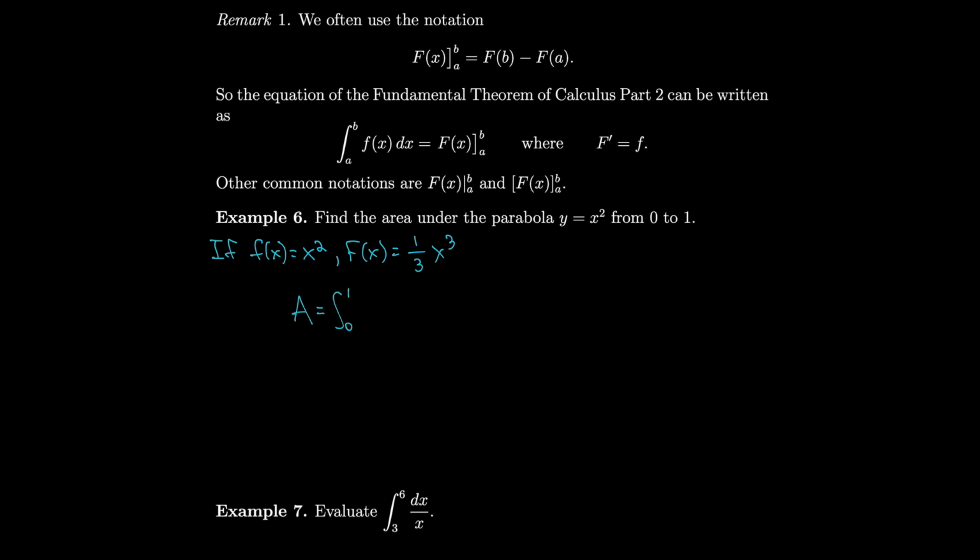We can take the area by the fundamental theorem of calculus part 2. So it's just going to be the antiderivative of x squared, which is x cubed over 3, evaluated from 0 to 1. Well, that's 1 cubed over 3 minus 0 cubed over 3, which is 1/3. We did this in the first section of this chapter. It was example number 2, and it took forever because we had to find the limit of a Riemann sum. But now we can just do it in 2 seconds.